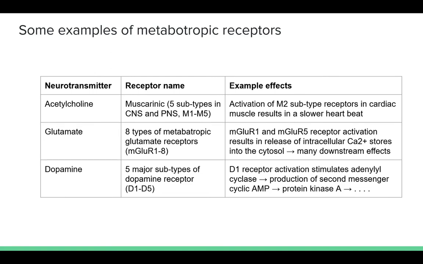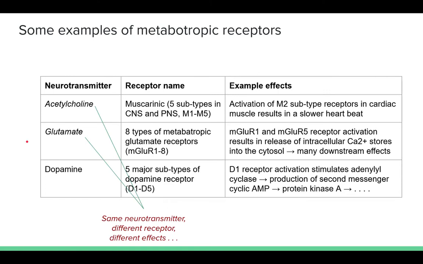And finally, here's a table with just some examples of metabotropic receptors. The first thing I want to point out is the first two here, acetylcholine and glutamate. In the table I showed you a few moments ago, the first two entries were also acetylcholine and glutamate. So these are neurotransmitters for which there are both ionotropic receptors and metabotropic receptors, right? This is an example where we have the same neurotransmitter, but its effects are going to be different depending on what kind of receptors it activates.